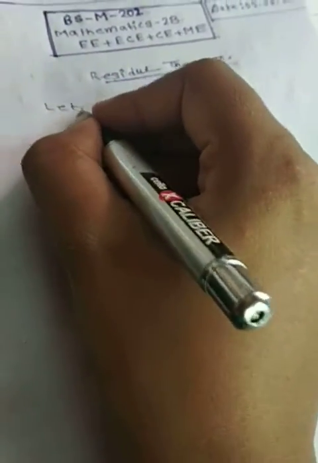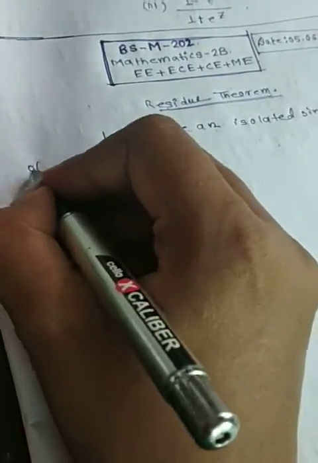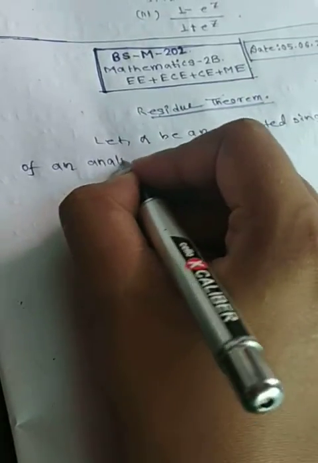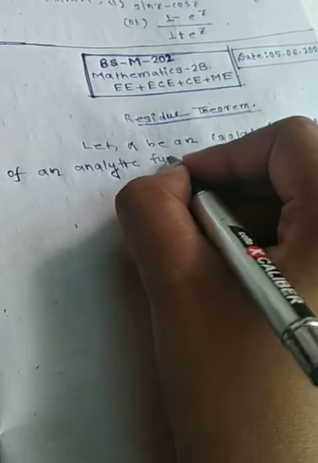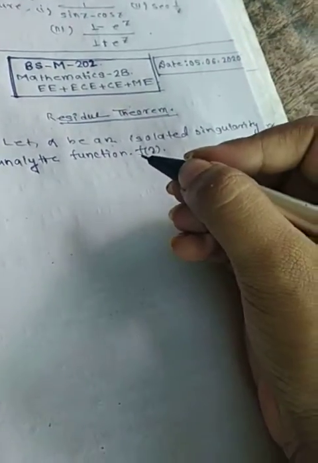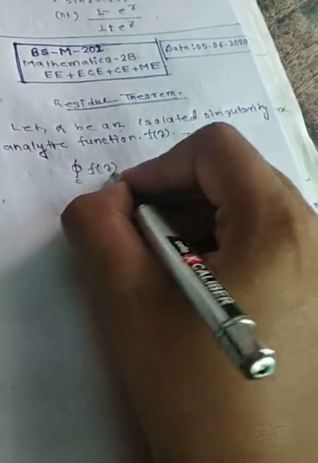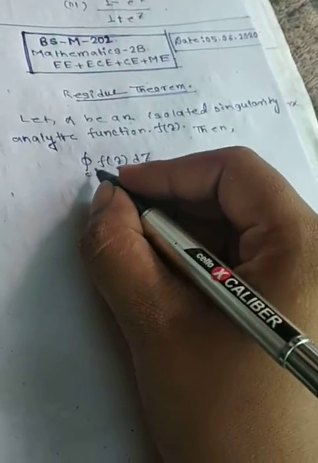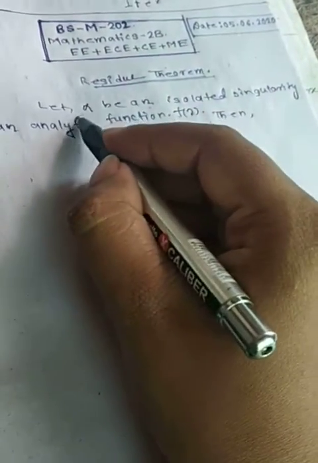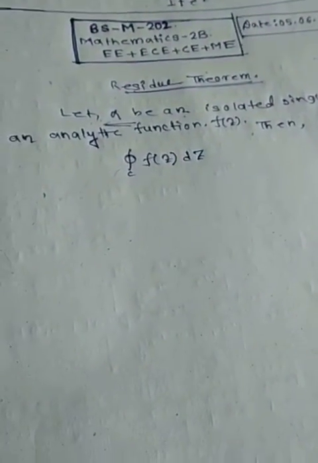Suppose alpha be an isolated singularity of an analytic function f(z), then the closed integration over C. What is C? C is our closed curve. What is alpha? Alpha is our isolated singularity of the analytic function, and obviously this point will be an interior point.